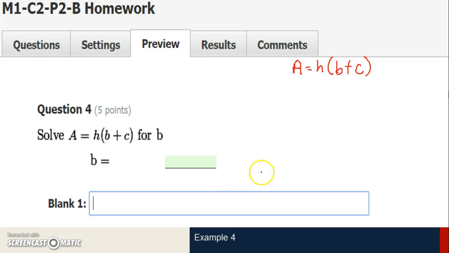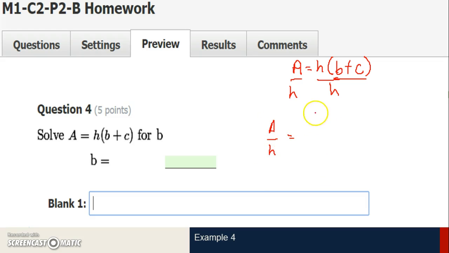Alright, question number 4. A equals h times b plus c. I'm solving for b, so I've got to eliminate h and I've got to eliminate c using inverse operations. Well, parentheses comes after multiplication, so I'm going to eliminate my multiplication by dividing. Since I want to eliminate h, I'm going to divide by h, do it to both sides, keep those scales even. Can't forget those scales, man.